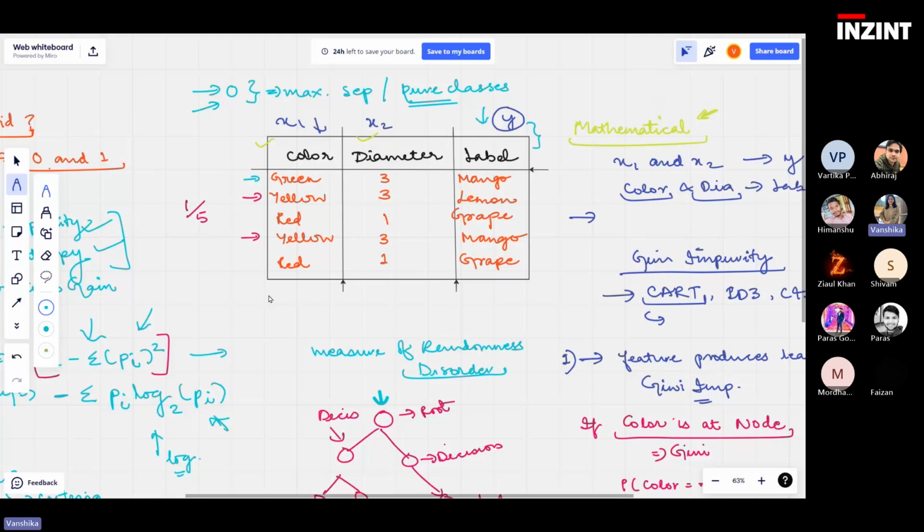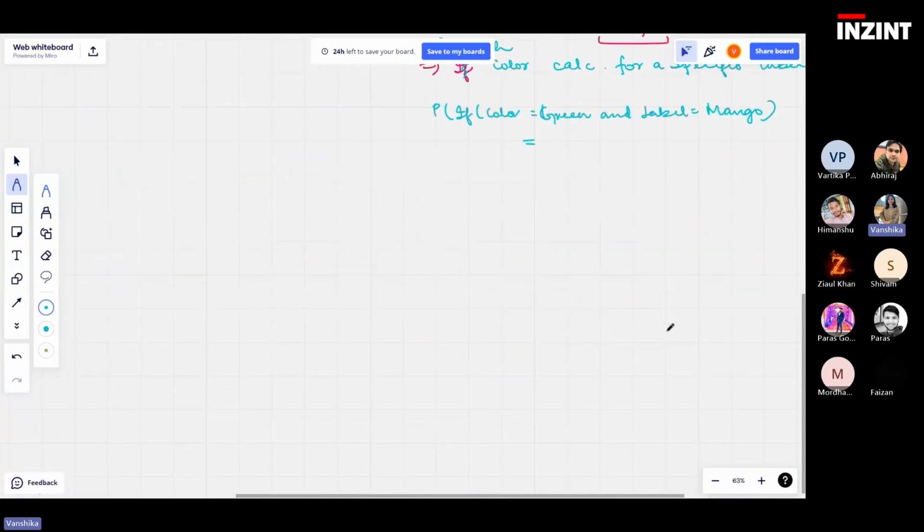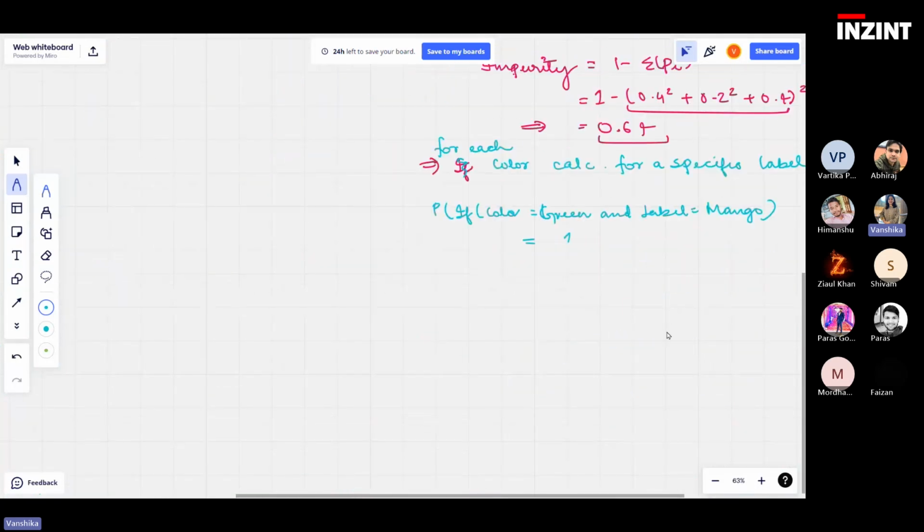Right, only one label. And for the green color, I don't see that there is any other label for any other fruit. So we are going to consider that out of a sample space of one, there is only one occurrence, for the green color where the fruit is mango. So the probability would be one for this.